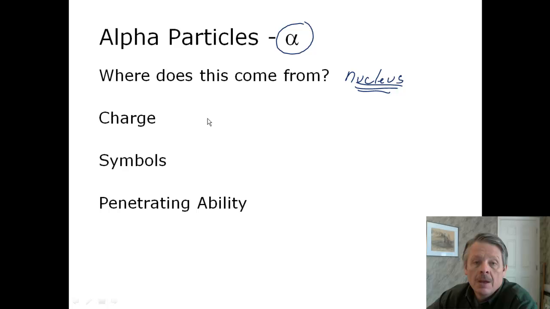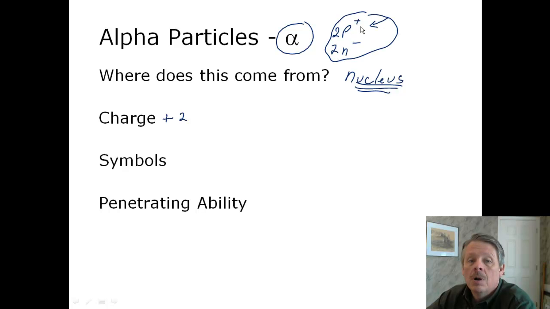Well, what is it? It has a charge of +2. Now, remember, because it's coming out of the nucleus, it doesn't have any electrons. And what it actually is, is two protons and two neutrons. So it's going to have a +2 charge, and a mass of 4. So I would write it this way: a mass of 4, a charge of +2, and it's an alpha particle.